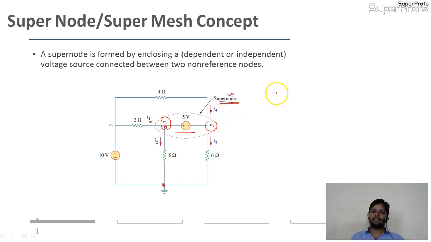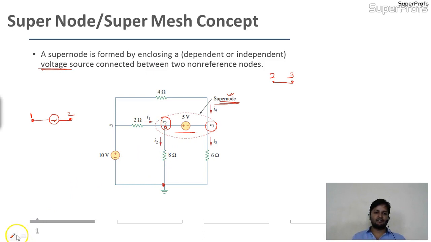Is it okay to you people? For a while, node 2 and node 3 will become the same because of this independent source between them. An independent voltage source should be there, not a current source. In between two nodes, if a current source is given, then they are not a super node. They are a super node if and only if one independent or dependent voltage source is connected between them.